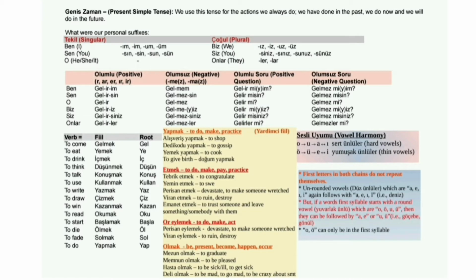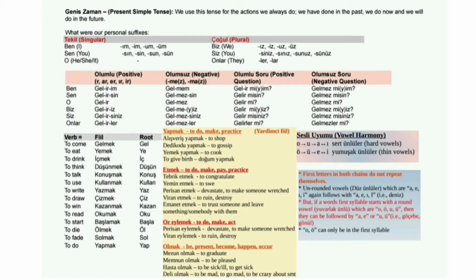So here we've got gel. The suffix for present simple tense is actually re, ar, ir. What we have said, this vowel letter can change according to the vowel harmony. Re, ar, ir. Then we are adding our personal suffix. So let's start with ben.